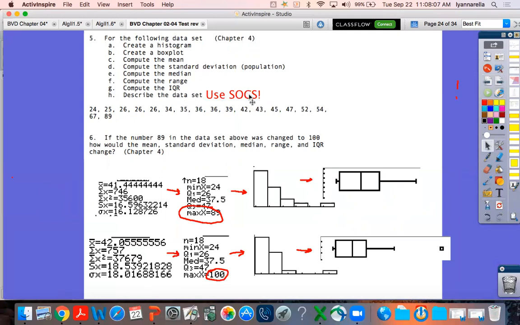And then you're going to use SOCS to answer number H. Please don't just say one thing. If you don't tell me shape, outlier, center, spread, I'm going to feel like you didn't do this assignment. And many of you on the FRAPPY left off reams of the SOCS parts.